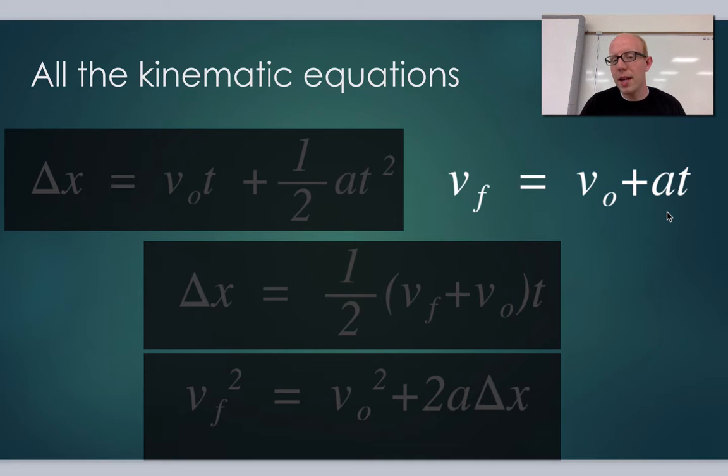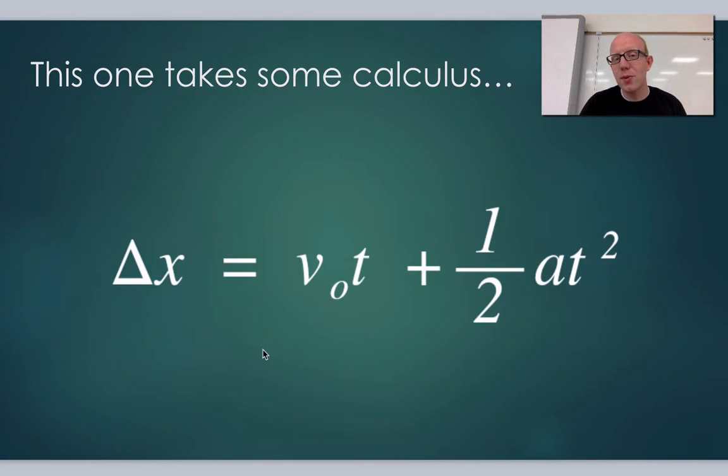The next one we want to find is this one right here, and this is the one and only one that really takes some calculus to understand, but let me see if I can at least give you some intuition of why this works. Change in x equals v initial times time plus 1/2 at squared. I'm going to show you this visually and how I like to think about it.